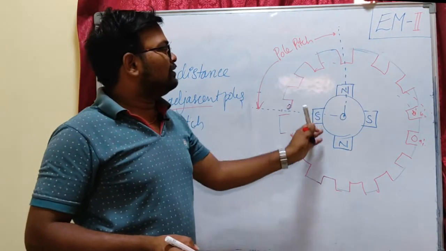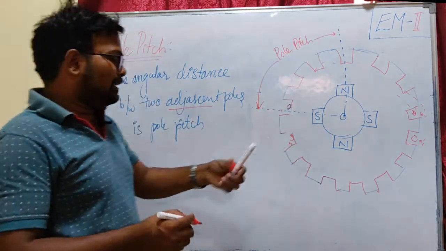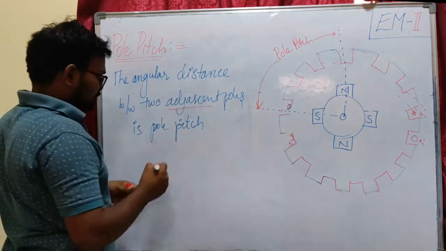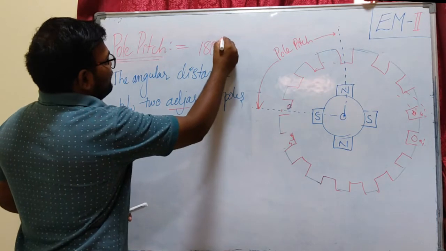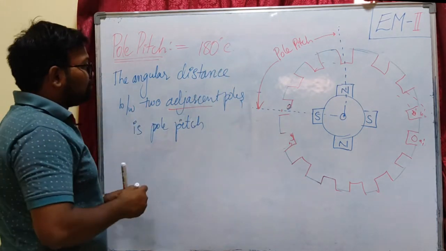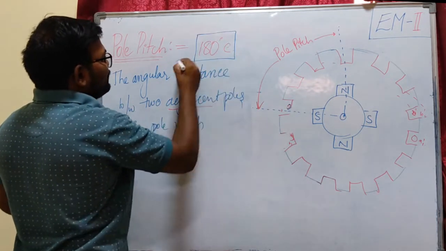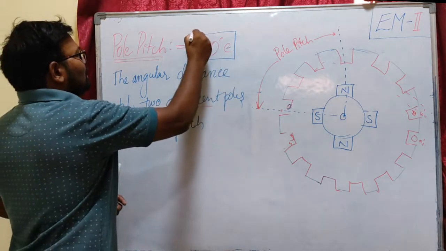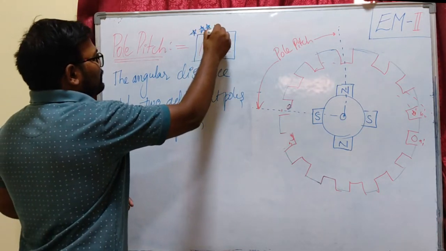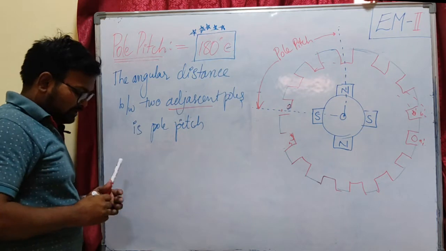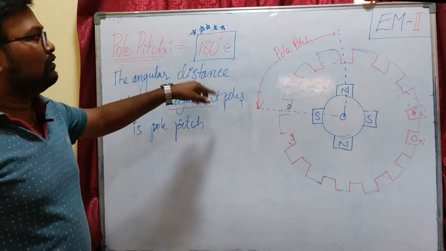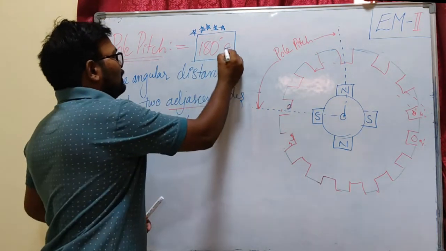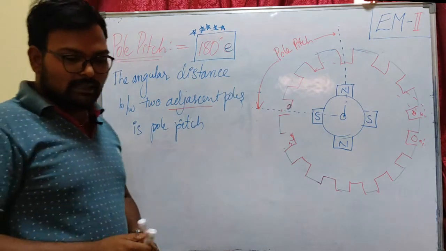The angular distance between two adjacent poles is called pole pitch, and its value is always equal to 180 degrees electrical. These are electrical degrees. I will prove this later. This is one of the important questions for any competitive exam. You will see a question like what is the pole pitch value, that is 180 degrees electrical. Okay, this is regarding pole pitch.